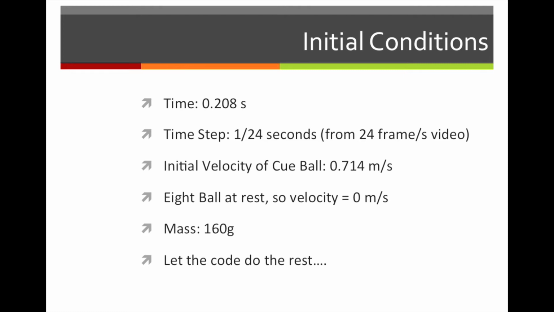So our initial conditions: the initial condition when the pool stick contacts the cue ball is 0.208 seconds in my video. The time step was 1/24 because it was 24 frames per second. The initial velocity of the cue ball I calculated to be 0.714. This was done by taking the change between the first position and the initial position divided by the change in time between those two positions. The 8 ball was initially at rest, so that was 0. The mass of each ball was 160 kilograms, and then the code figured out the rest of the stuff.